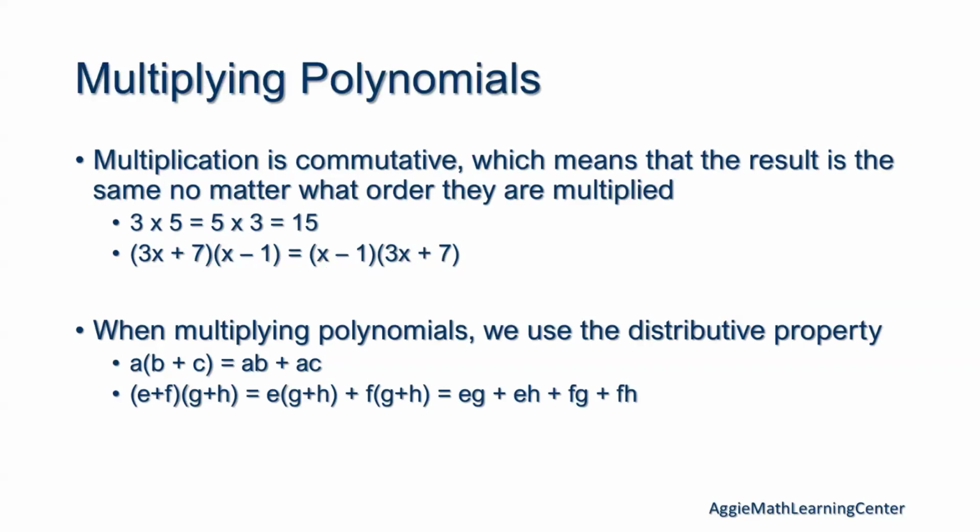Remember, multiplication is commutative, so you can switch them all around and it's still going to be the same result. Like in this one, 3 times 5 is the same as 5 times 3. A thing to take note of in the second example, where it's 3x plus 7 multiplied by x minus 1, is that they're in parentheses, so it's the quantity. If we switched the x and the 3x, that's not keeping the commutative property. It's the quantity together in the parentheses that we can move around.